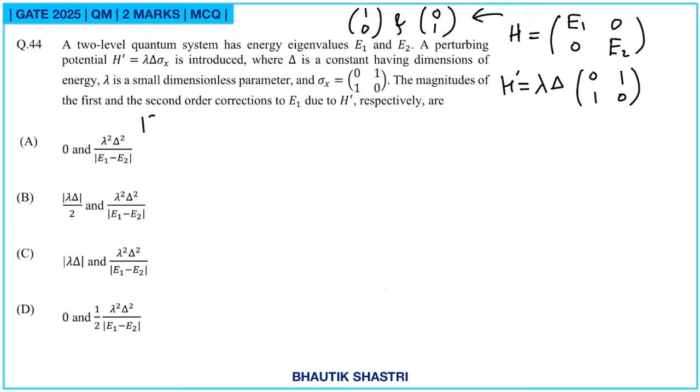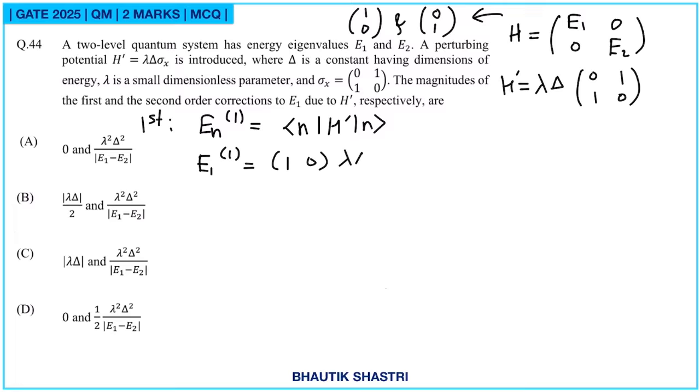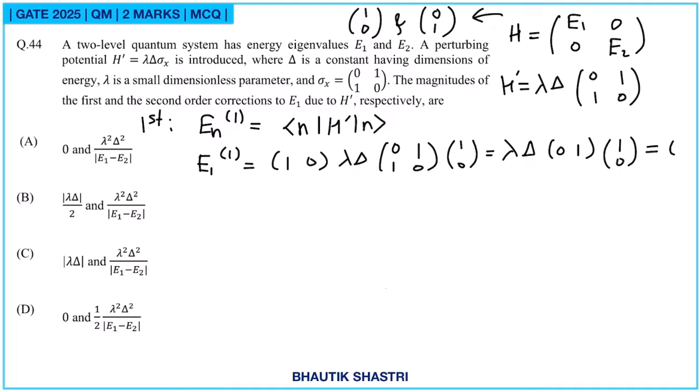Now for the first order correction, En1, that is <n|H dash|n>. So we'll calculate that first. So E11 will be, for E1 we have 1, 0, so it will be 1, 0, H dash is lambda delta 0, 1, 1, 0 and then 1, 0. This will be equal to lambda delta and this will be 0, 1, 1, 0, which is equal to 0. So first is 0. So option B is wrong, option C is wrong.